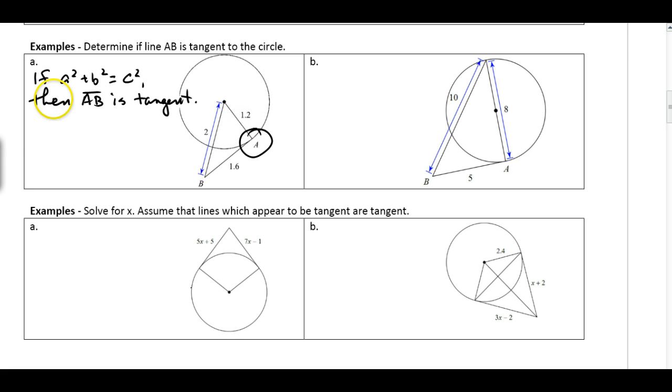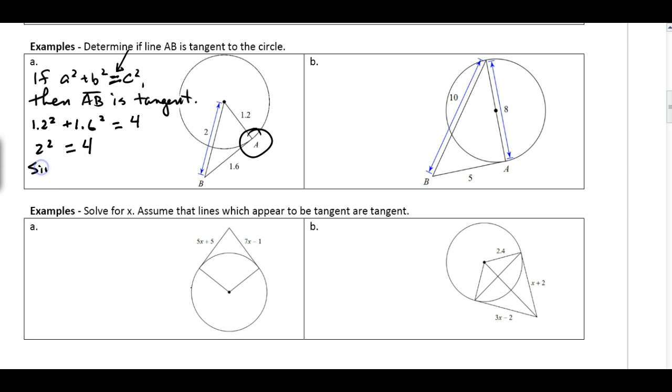So what I want to do, if you remember from our triangle inequality conjecture, I want to look at 1.2 squared plus 1.6 squared, and I want to look at 2 squared. And I'm going to compare these two answers, and if they happen to be equal, then this would be a right triangle, which would make a right angle, which would make AB tangent to the circle. So 1.2 squared plus 1.6 squared, that comes out to be 4, and 2 squared is also 4.